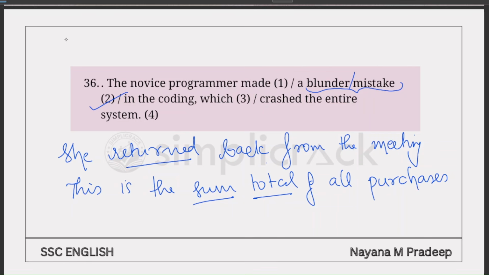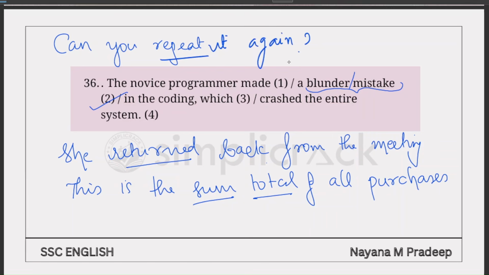Another very common mistake is, "Can you repeat it again?" See, repeat itself means saying something again. So you should not ask, "Can you repeat it again?" You can simply ask, "Can you repeat it?" Or you can say, "Can you say it again?" Because repeat is equal to say again.